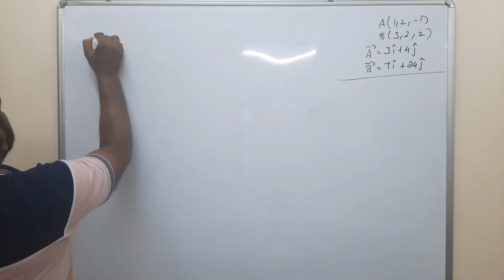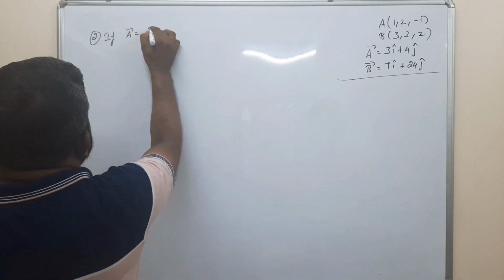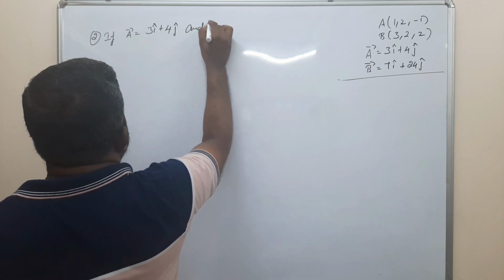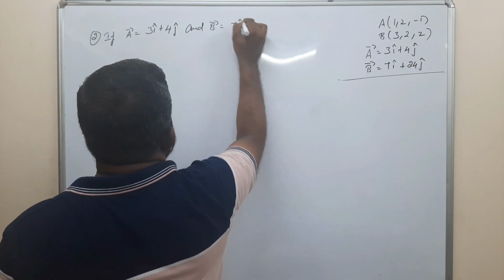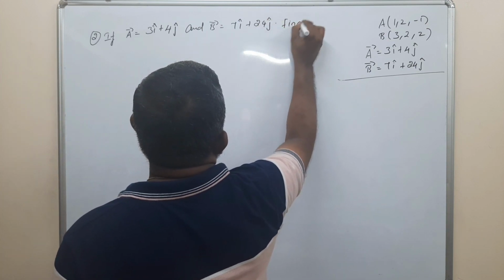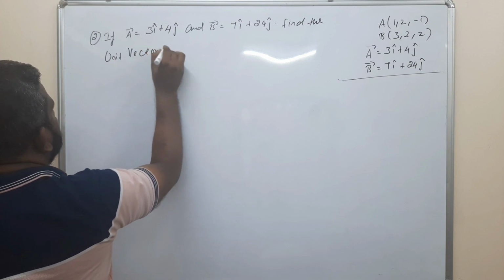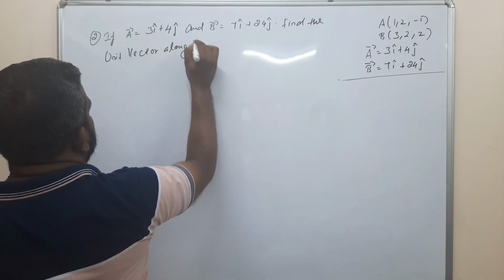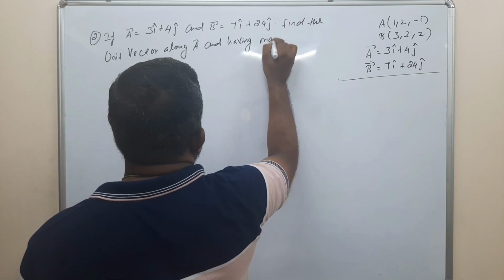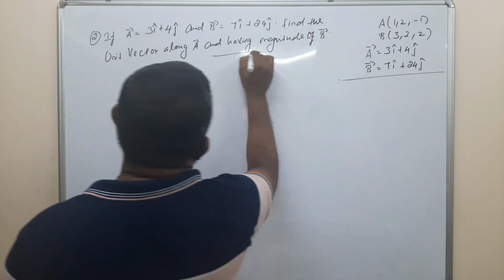So second question, if A vector is equal to 3i cap plus 4j cap and B vector is equal to 7i cap plus 24j cap, find the unit vector along A vector and having magnitude of B vector. So understand the question.